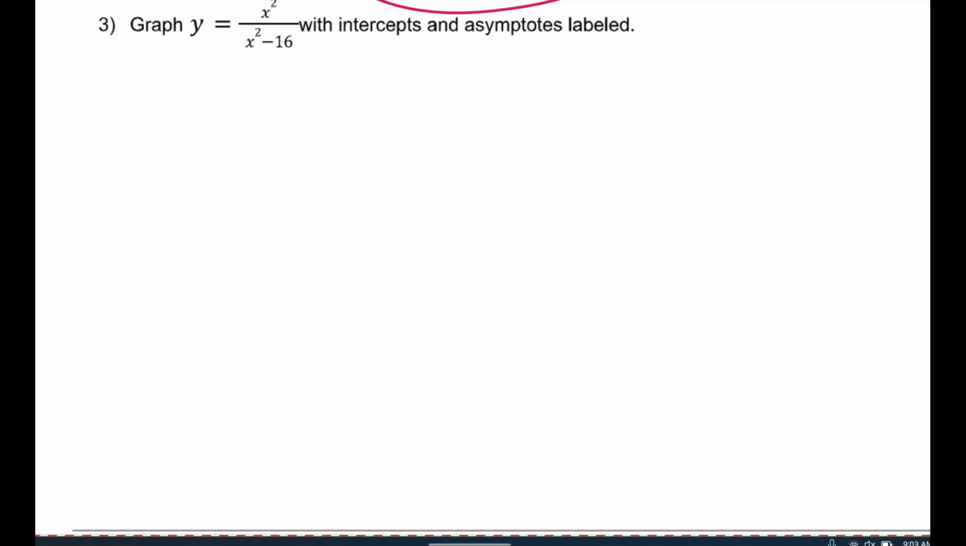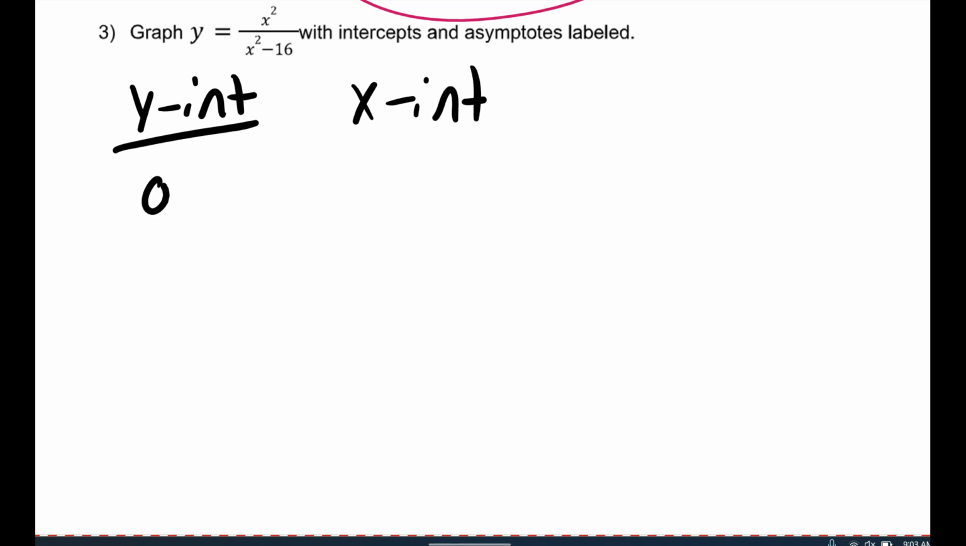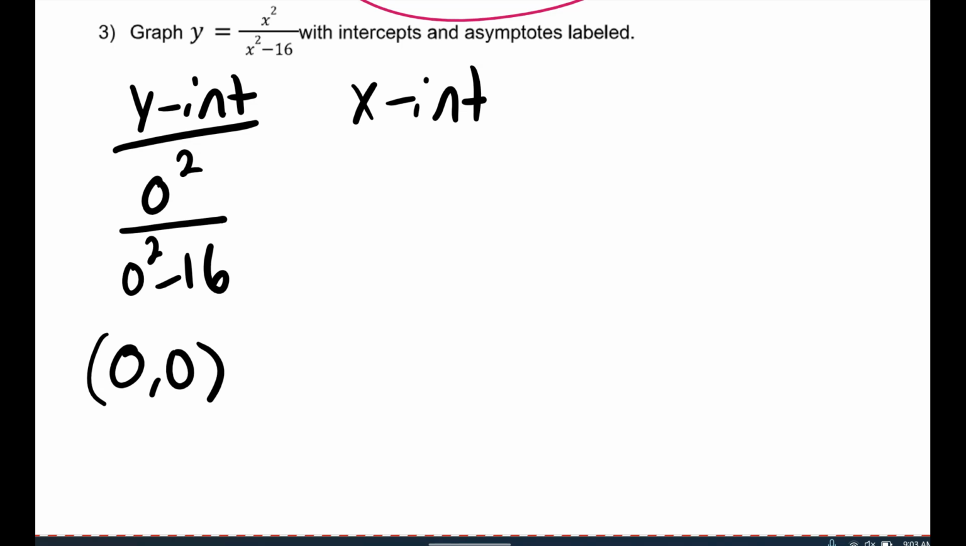All right, for number 3, we're going to graph y equals x squared divided by x squared minus 16. Again, another quadratic over a quadratic. And I'm going to very quickly get the y and x intercepts. The y-intercept I would get from setting x equal to 0, which in this case would just be 0 over -16, or 0. So my graph will pass through the origin, which narrows down what our x-intercept should be.